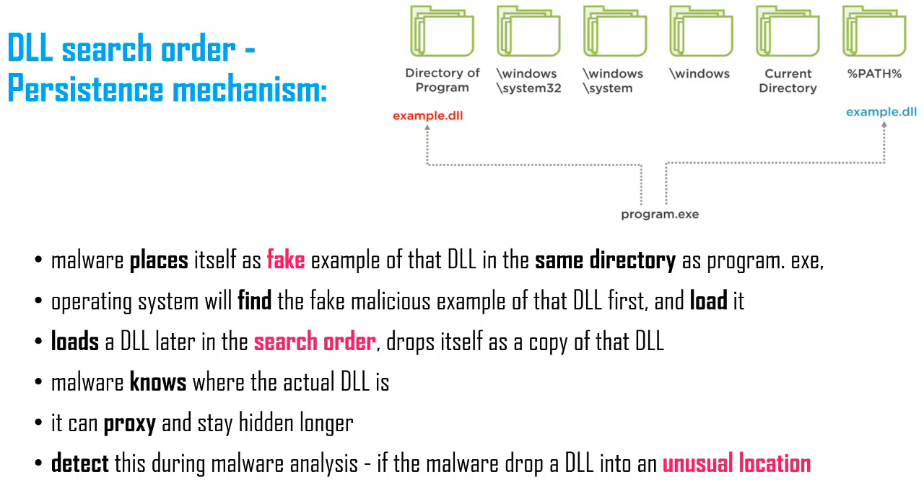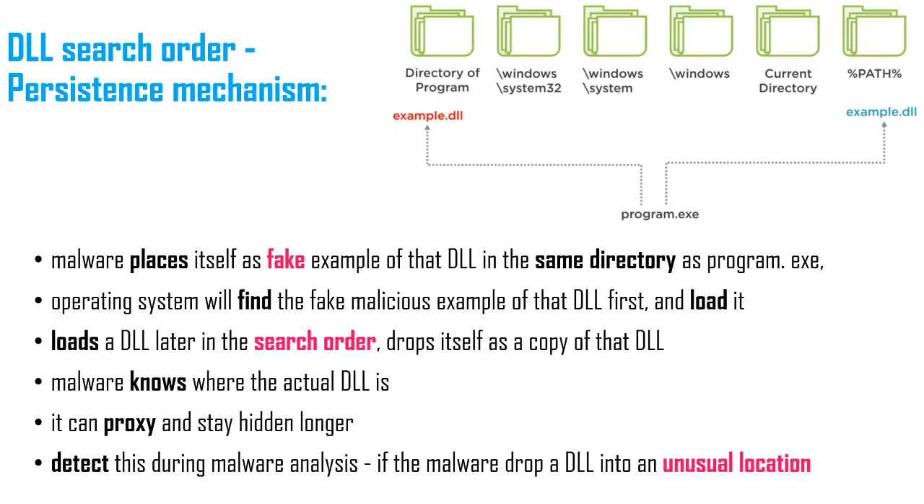So for that DLL file, initially the operating system will have a search order, the DLL search order. First it will search the directory of the program itself. Say for example, C:\Program Files, the particular folder where the application has been installed. That is actually called the directory of the program. It first searches for that DLL file there.